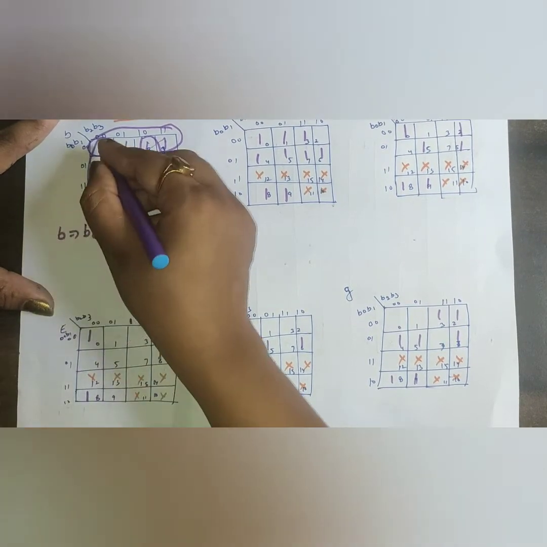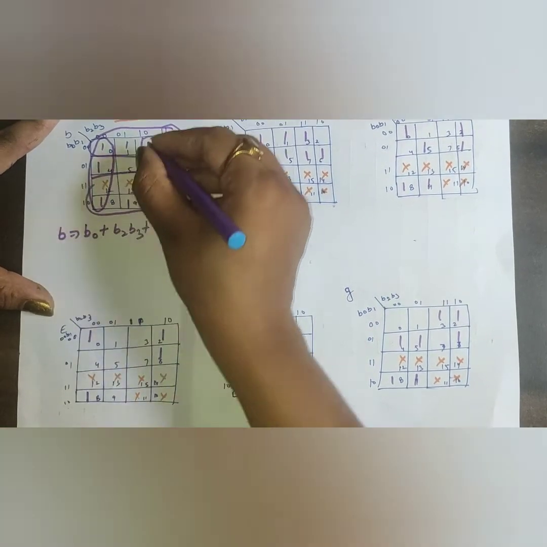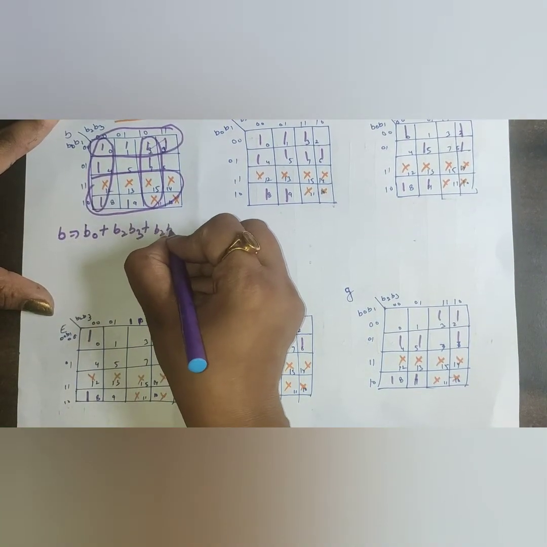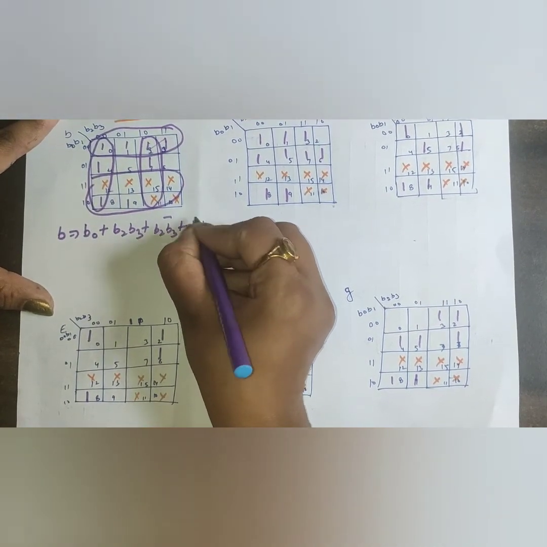B0 plus. For this group you have B2, B3. For this group you have B2, B3 bar. For this group you have B0, B1 bar.